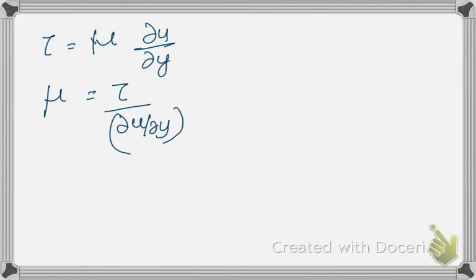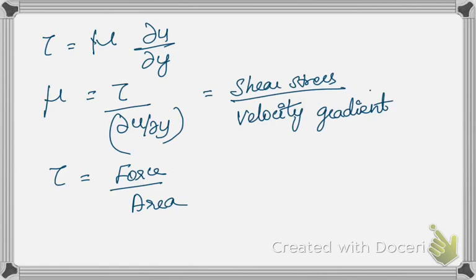So first I have to get it for shear stress, and then only I have to get it for dou u by dou y. So first, shear stress is nothing but force by area, right? Okay, so shear stress by velocity gradient is dynamic viscosity. First we'll determine shear stress. Shear stress is nothing but force by area. Now I have to get it for force. So what is force? Force is nothing but mass into acceleration.